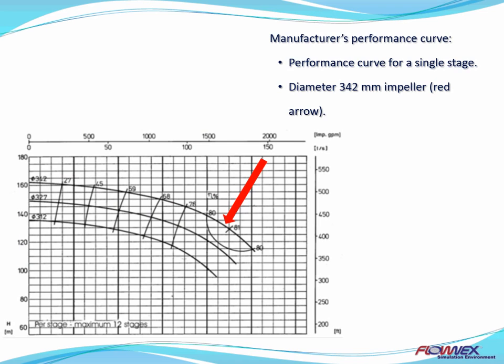The manufacturer's performance curve for a single stage of the multi-stage centrifugal pump is shown. The red arrow indicates the pressure head versus flow rate characteristic for the 342 mm diameter impeller. Multiplying the pressure head by the number of stages determines the overall pump pressure head.